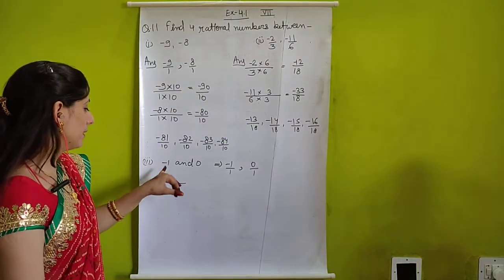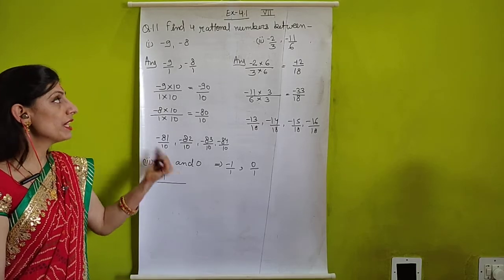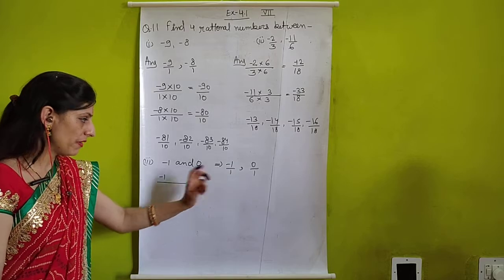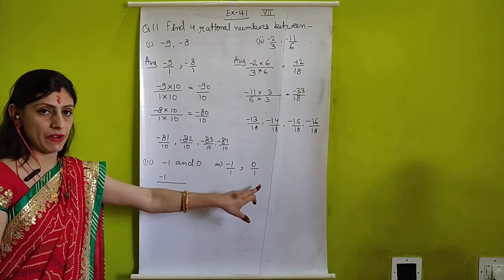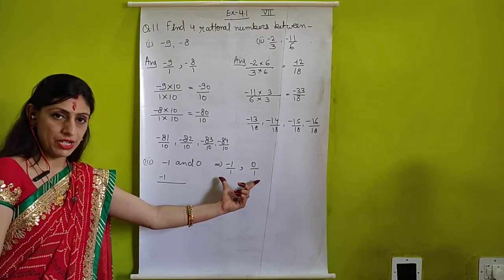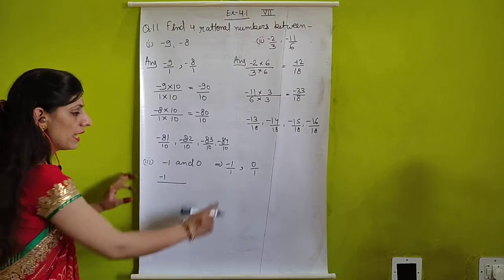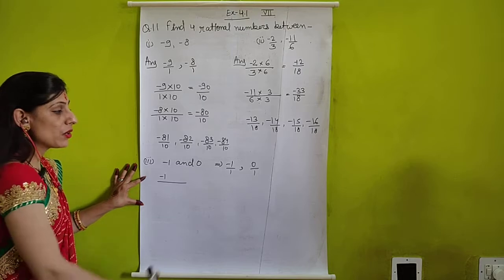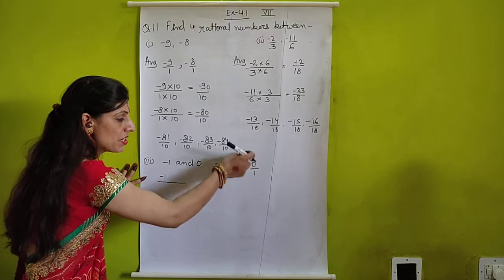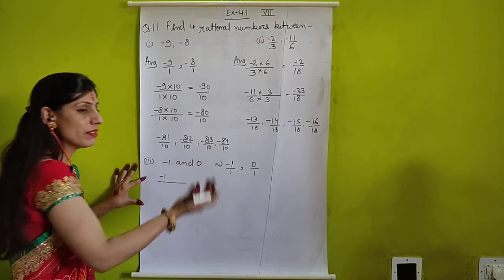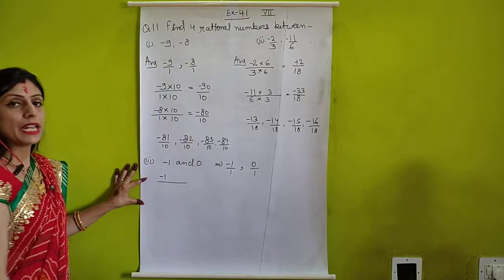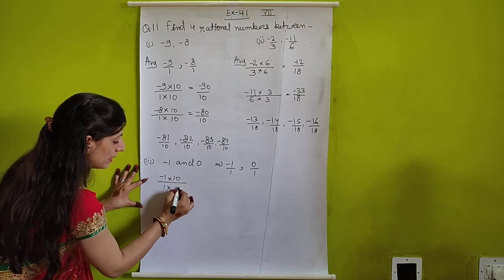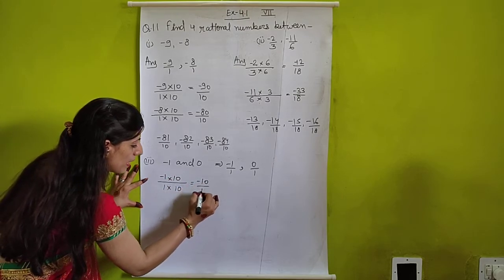Students, in part third, minus 1 and 0, we are to find four rational numbers. I have written minus 1 upon 1 and 0 upon 1. I have converted them into rational numbers in the form of p upon q. Again, I will make the denominator the same. Here denominators are the same, but we are not able to find rational numbers between them. We are not able to find four rational numbers. So students, for this minus 1 upon 1, I will multiply with 10. Then here minus 10 upon 10 will come.